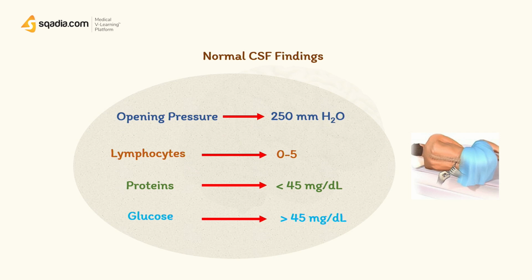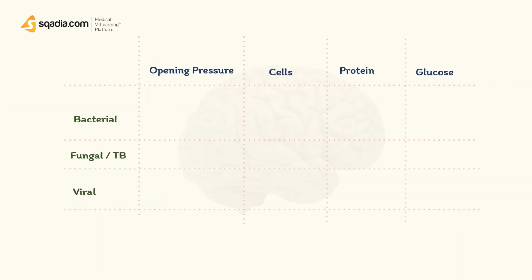glucose. Now, in bacterial meningitis, we see a high opening pressure, an increase in polymorphonuclear leukocytes, or PMNs, that are a type of white blood cells that include neutrophils, eosinophils, basophils, and mast cells. These are WBCs with small granules that are sometimes released during the infection. These are found to be dominant in bacterial meningitis.